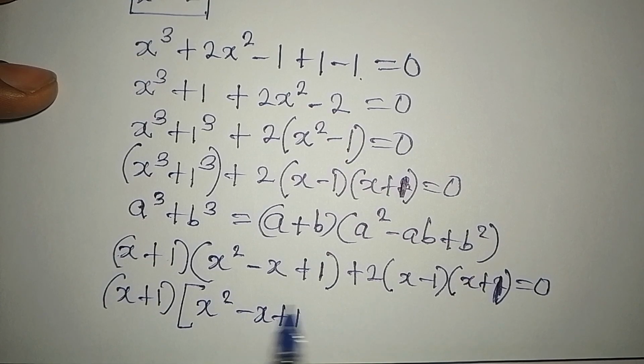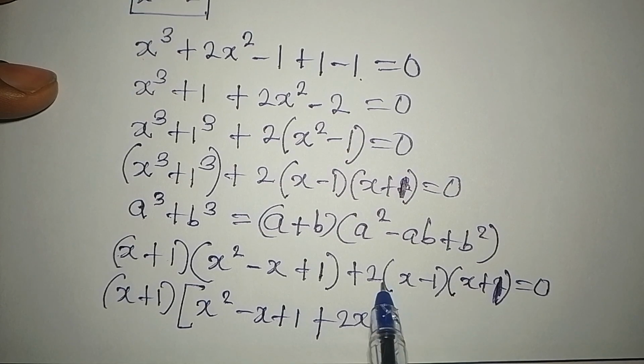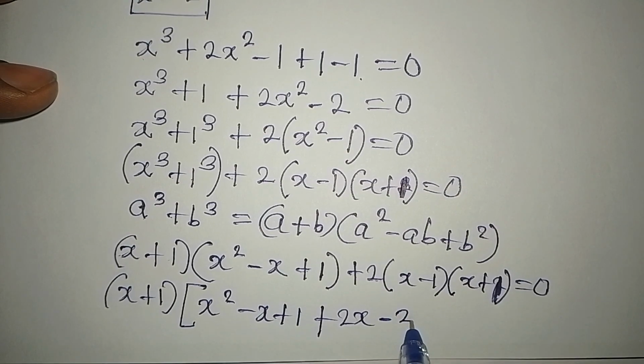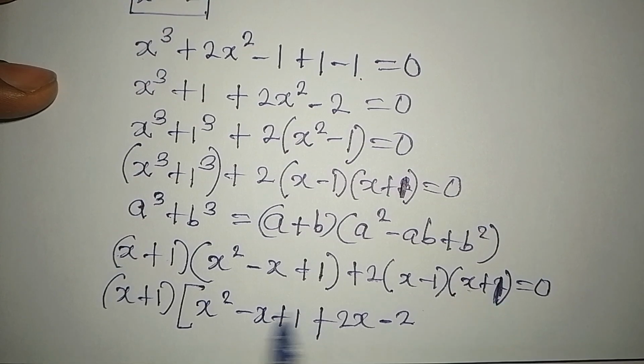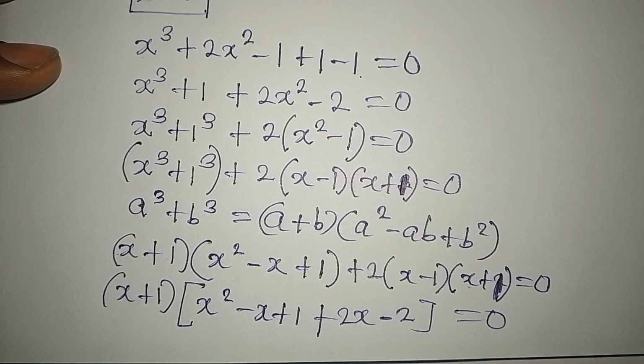Then I can open this bracket, and I'll have this 2 times x. That will give us plus 2x. Then 2 times minus 1, that will give us minus 2. x plus 1 is already out, so we can close this and equate to 0. If you're still following, you're doing greatly. Let's keep going.